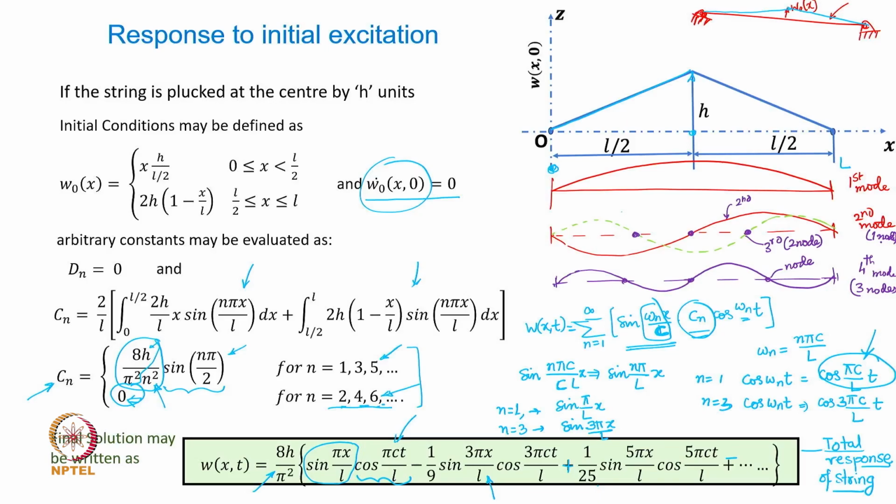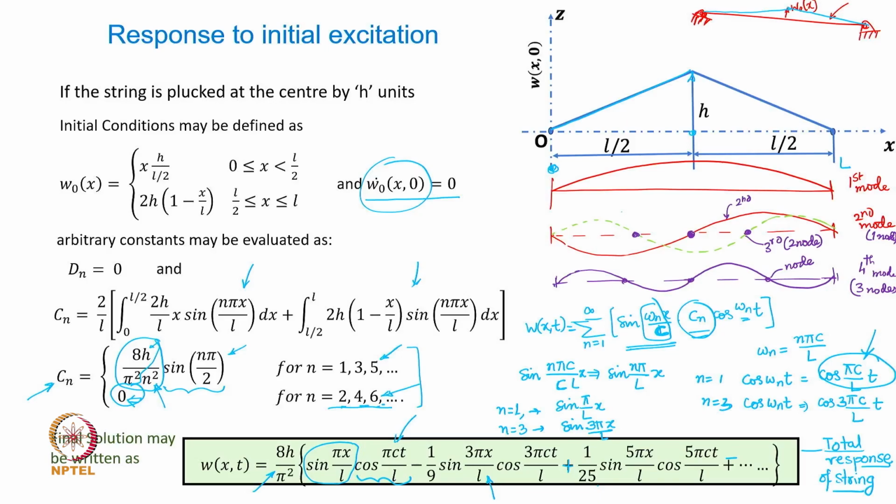But what is more important to notice from these mode shapes is that at all times, this particular position of the second mode will have zero displacement, which means that when the string vibrates in the second mode, it has to have zero displacement at the center of the string, irrespective of the time.